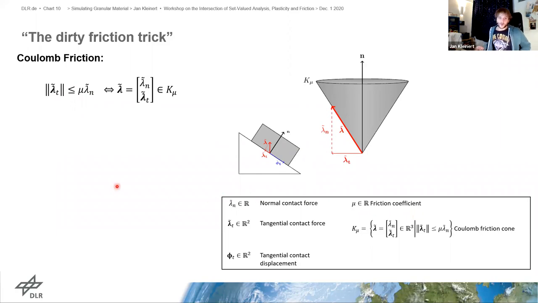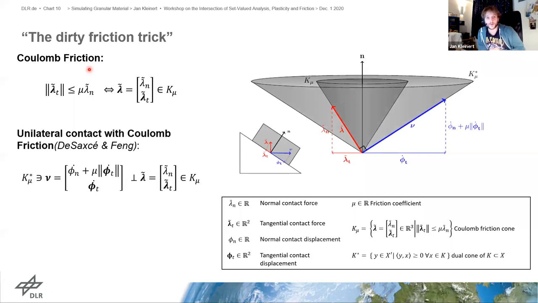And again, I can reformulate this as an inclusion into a convex cone. I'm going to say that the total contact force lambda must be included in the Coulomb friction cone, which is just a set of three-dimensional vectors that satisfy this inequality. Now, in their famous paper, De Saxé and Feng, from I think the end of the 90s, show that Coulomb friction, together with unilateral contact, is equivalent to this cone complementarity problem.